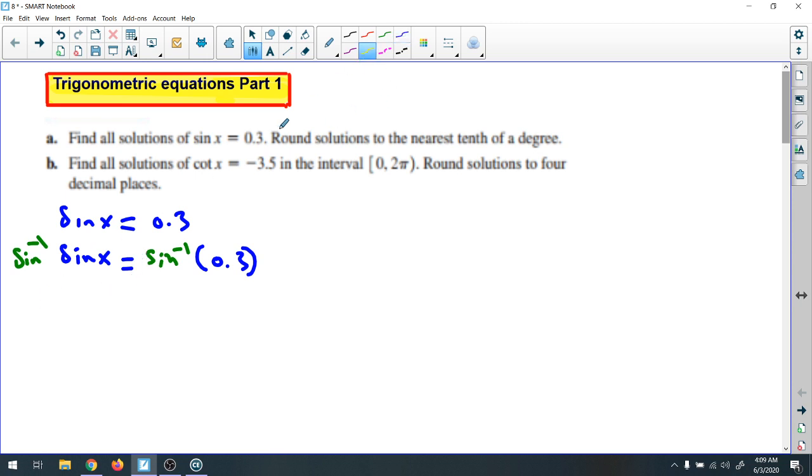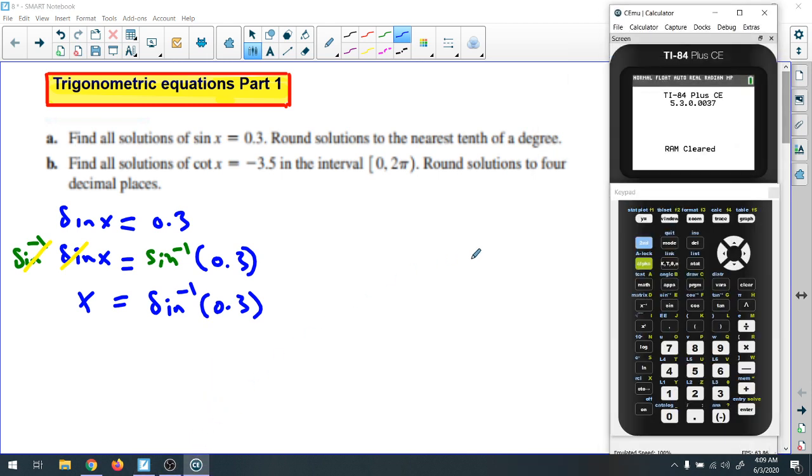Of course, when you see that, arc sine cancels sine and x is left. This is what I'm looking for. So x equals arc sine of 0.3, the angle whose sine is 0.3. If we have our calculator now, we could calculate that. If it's in degrees, make sure your mode is in degrees. So scroll down, then scroll to the right, degrees, enter.